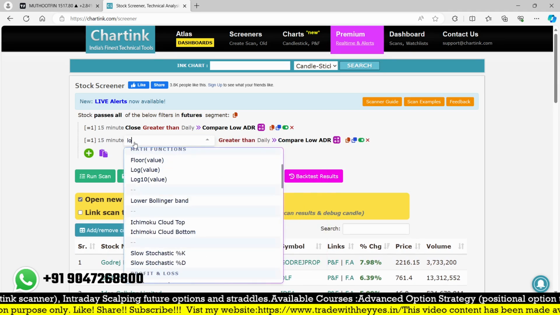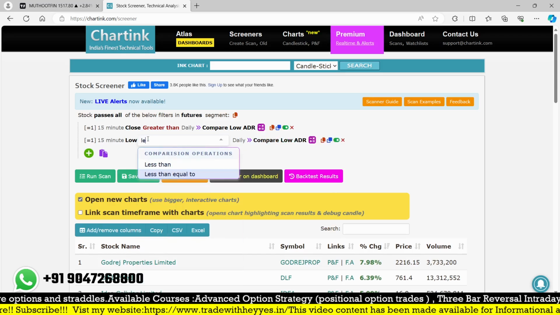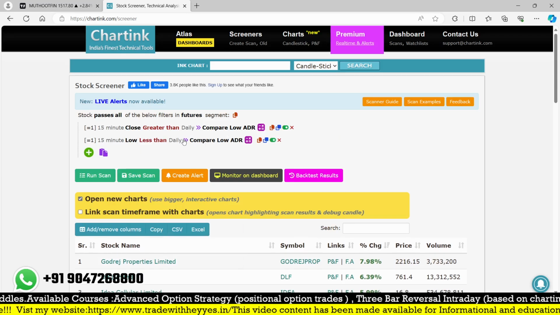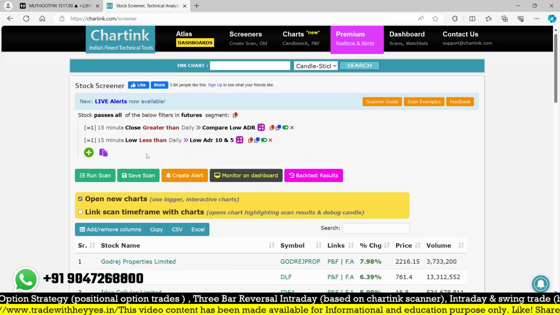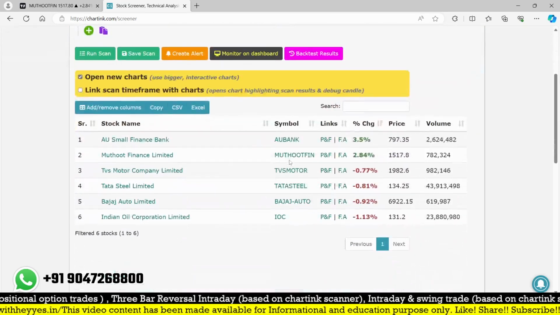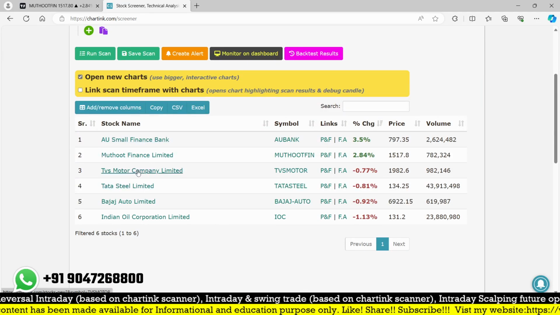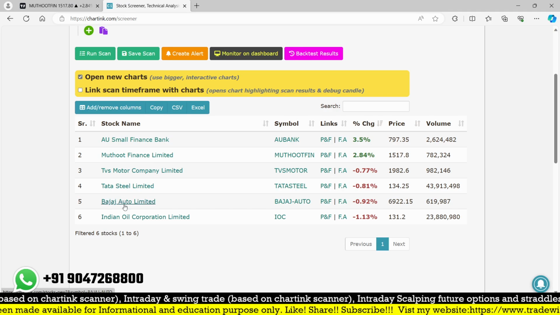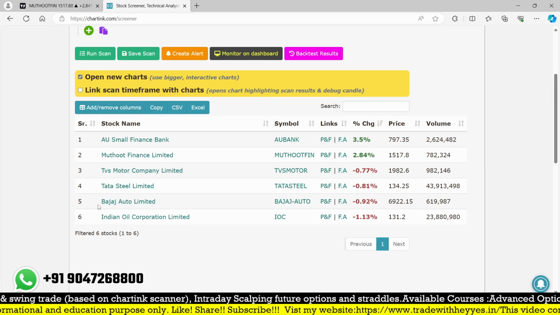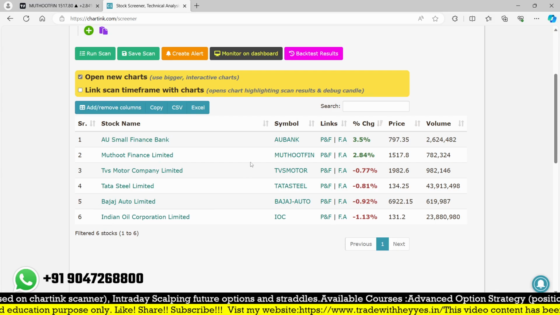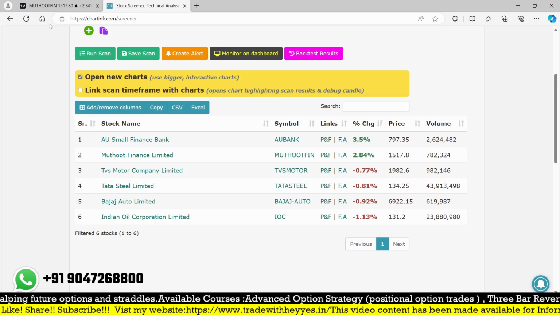So the low must be less than, yeah. So if you use these two conditions combined, we will be getting AU Bank, Muthoot Finance, TVS Motor, Tata Steel, Bajaj Auto and Indian Oil Corporation. So these are all the stocks we got, only 6 stocks among all 183 F&O stocks. So we will be getting only 6.